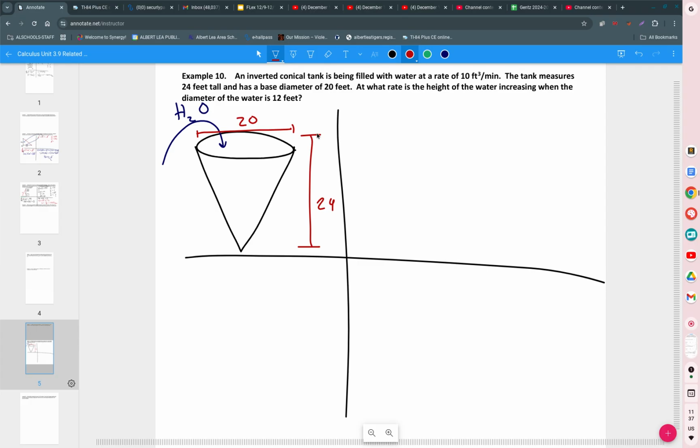Are the dimensions of the tank changing? No, those are constant. We're not wondering how the tank is changing. We're wondering how the water level is changing. If we're dumping water in at a rate of 10 cubic feet per minute, at what rate is the height of the water changing when the water has a diameter of 12 feet wide?